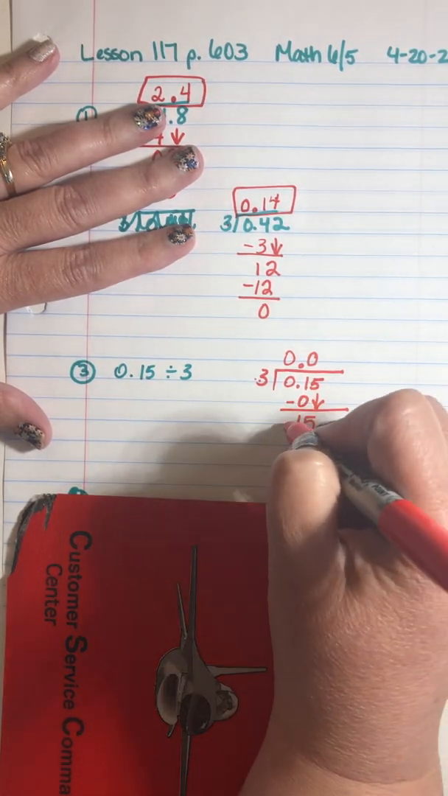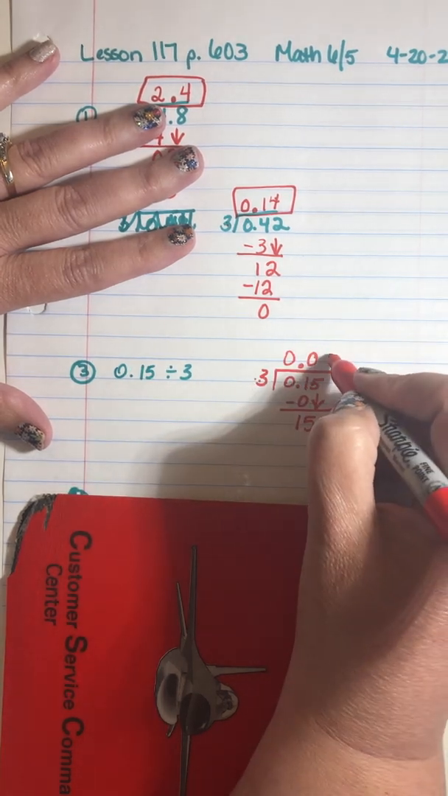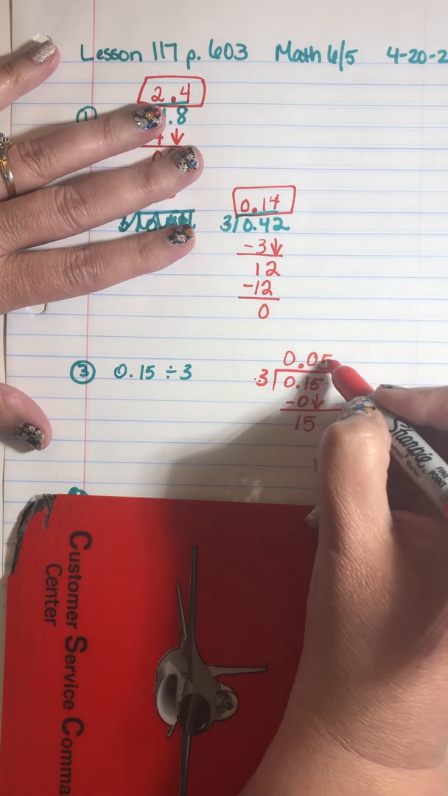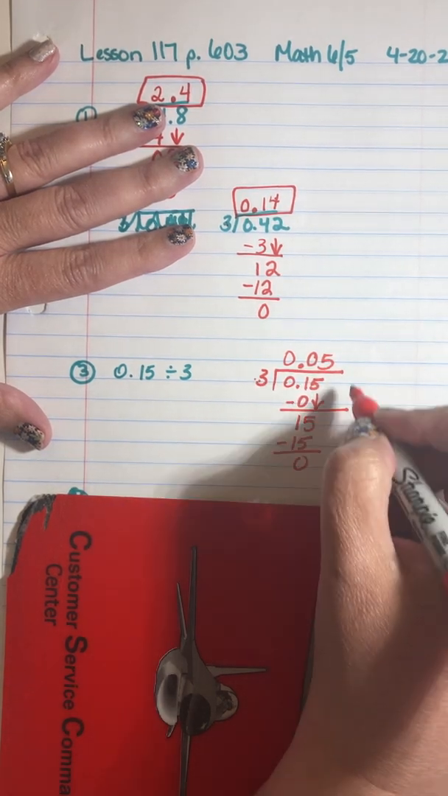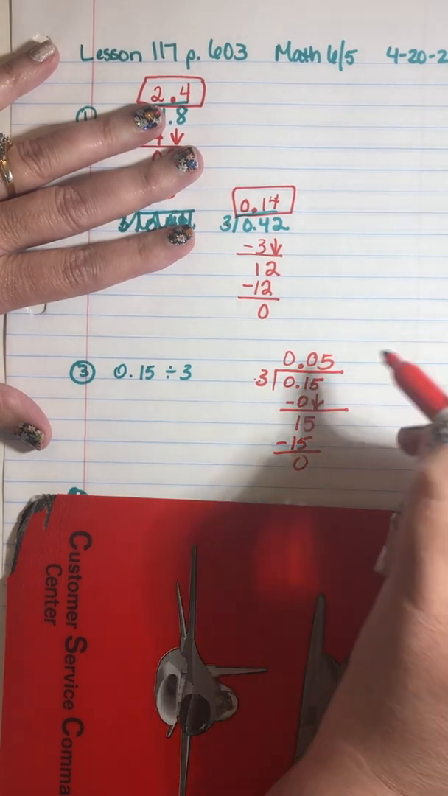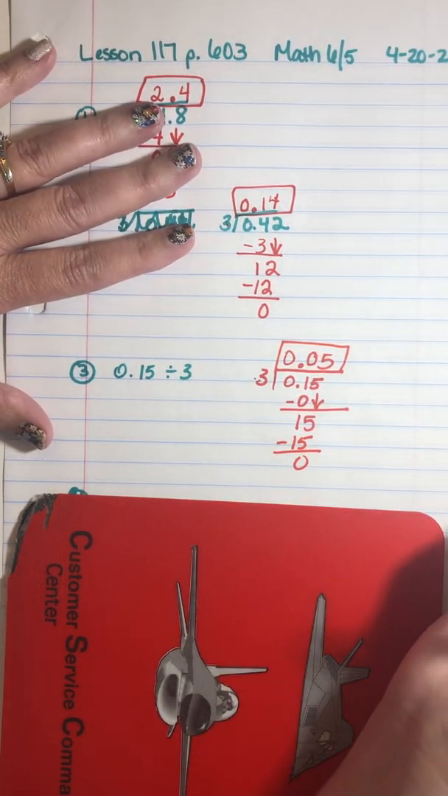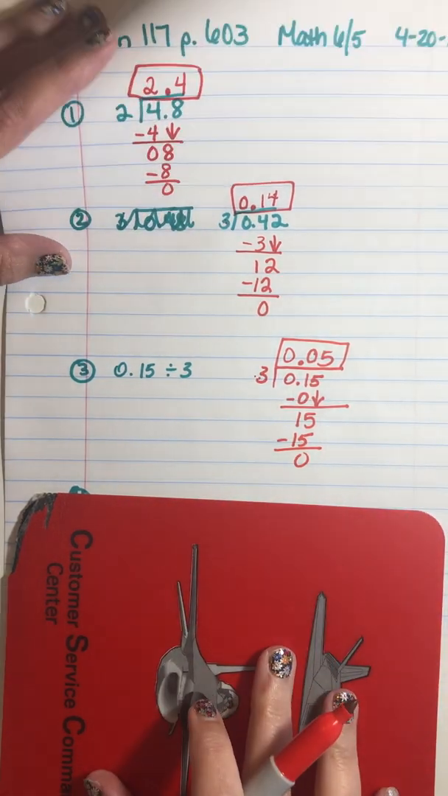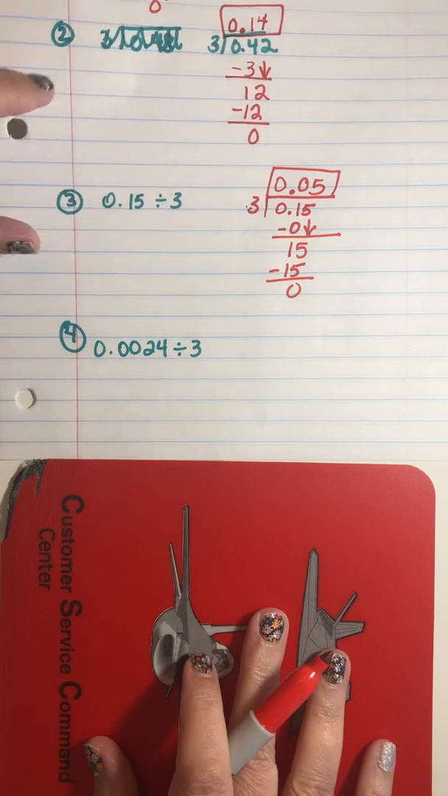Okay, so now I have a new division problem. 15 divided by 3 is 5. 5 times 3 is 15. Subtract 0. I have nothing more to bring down, so my answer is 5/100ths.